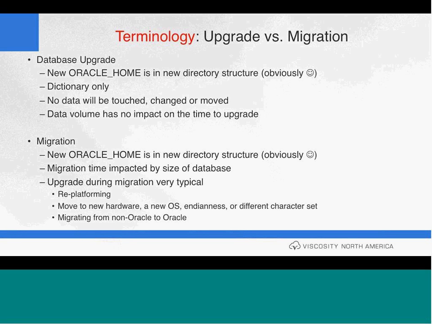Obviously, the 9i versions are using very old Linux versions, old kernels, old features. So in cases like that, we're replatforming to a new hardware platform, UCS or whatever it may be. Upgrade is coupled with migration in most cases because we're moving to new hardware, a new OS, possibly new endianness, even changing character sets. This is also where we're doing migration from non-Oracle to Oracle. So I want to make that distinction between upgrade and migration, because we're going to be touching on upgrade, migration and others.